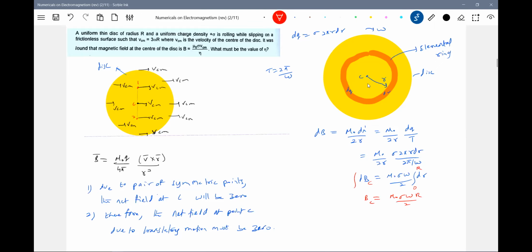But what is the equation given? VCM is equal to 3 R omega, so R omega you can write as VCM by 3. So mu naught sigma, R omega you can write as VCM by 3, and this is 2. He asked us to express it in terms of VCM.